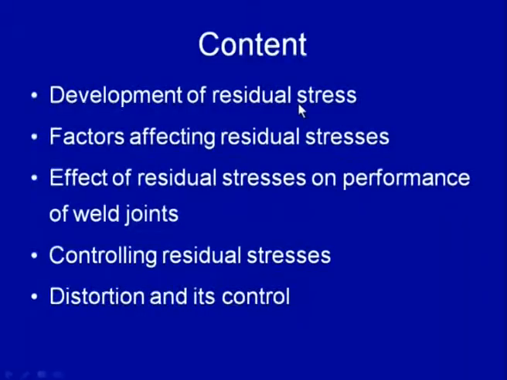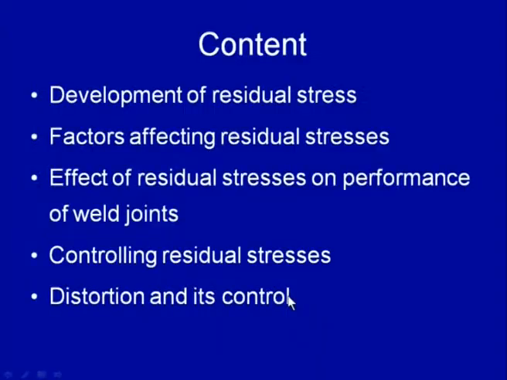As far as the content of this presentation is concerned, we will be talking about the development of residual stresses, which will mainly be seen in terms of the type of stresses which develop in the different zones of the weld joint. Then we will see the factors affecting the residual stresses and the effect of residual stresses on the performance of the weld joint, and then what can be done to control the residual stresses. If at all any distortion is taking place, then how to control the distortion. What are the common types of distortions experienced by the weld joint during welding, and how we can control them will be taken up in the last part of this presentation.